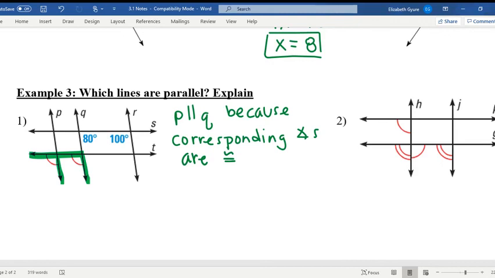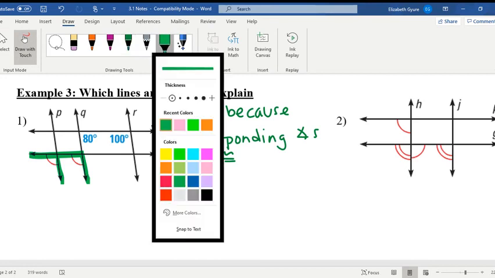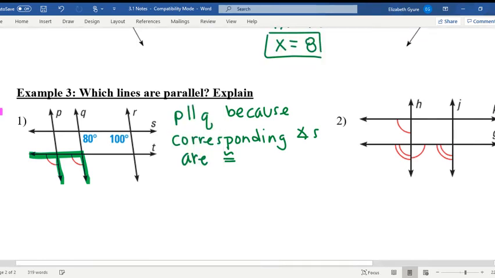Are there any that are supplementary that you see? Because that's the other relationship that can happen. If they're supplementary, they'll add up to be what? 180. Well, what's 80 plus 100? 180. So would that little 80 degree and that 100 degree angle be supplementary? Yes. So if you box those in too, you can see that we have supplementary angles.